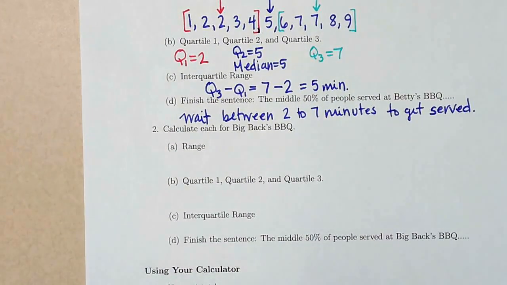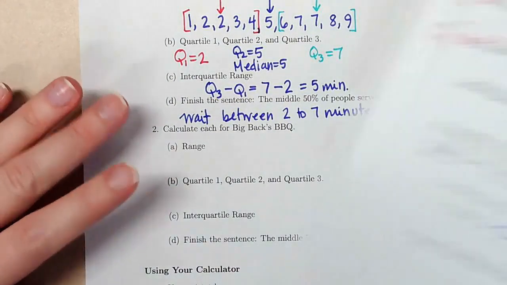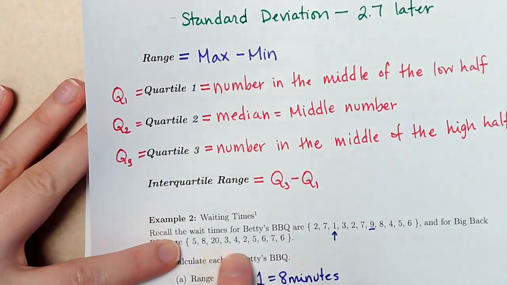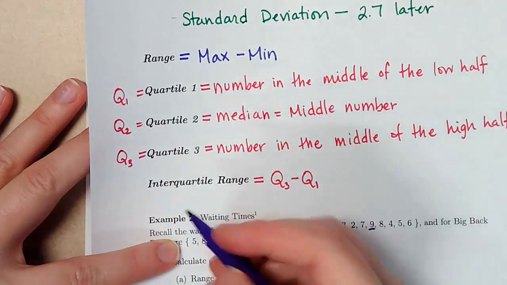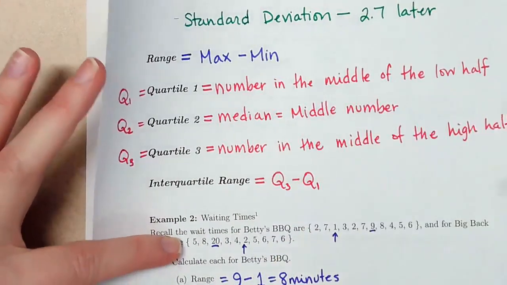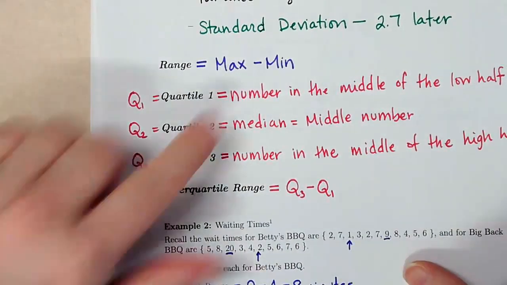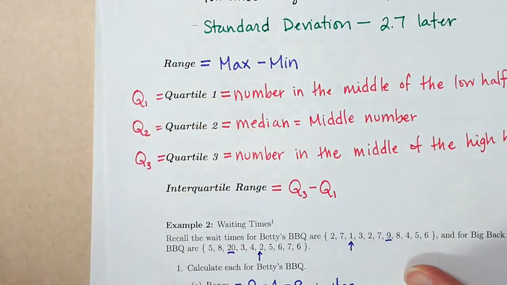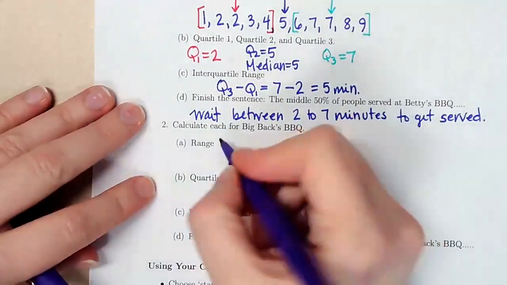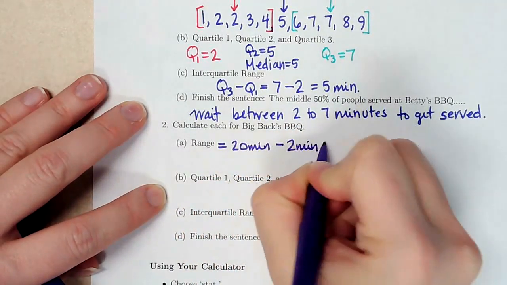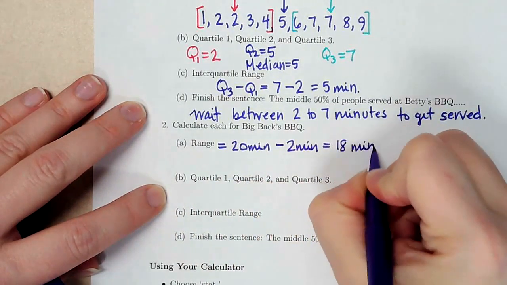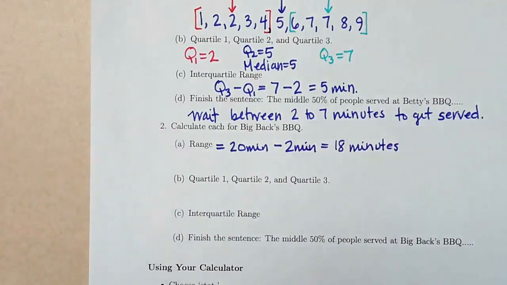Okie dokie. Here we go. So we look back to Big Back Barbecue's data list. The high was 20. The low is 2. I'm also thinking of this max minus min, so high minus low, 20 minus 2. 20 minutes minus 2 minutes is 18 minutes, a wide range. Those people are feeling a lot different.